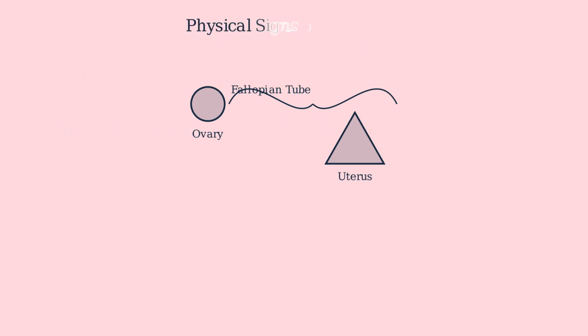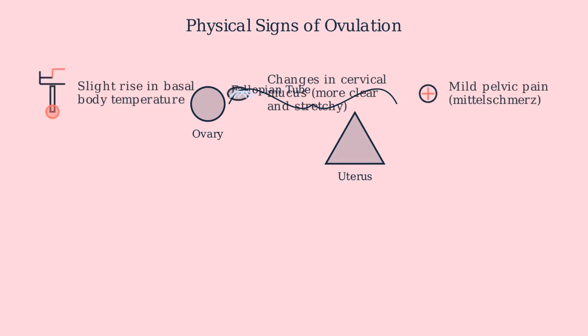There are several physical signs that can indicate ovulation is occurring. These include a slight rise in basal body temperature, changes in cervical mucus, which becomes clearer and more stretchy, and sometimes mild pelvic pain, known as Mittelschmerz.